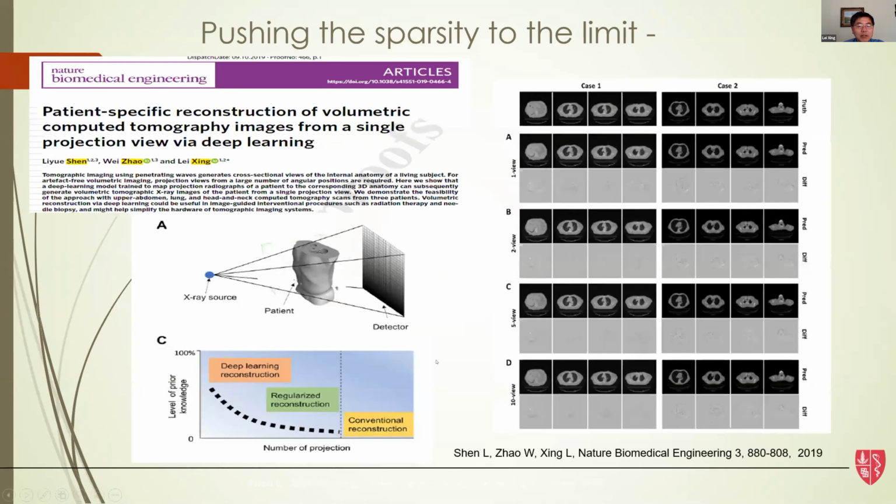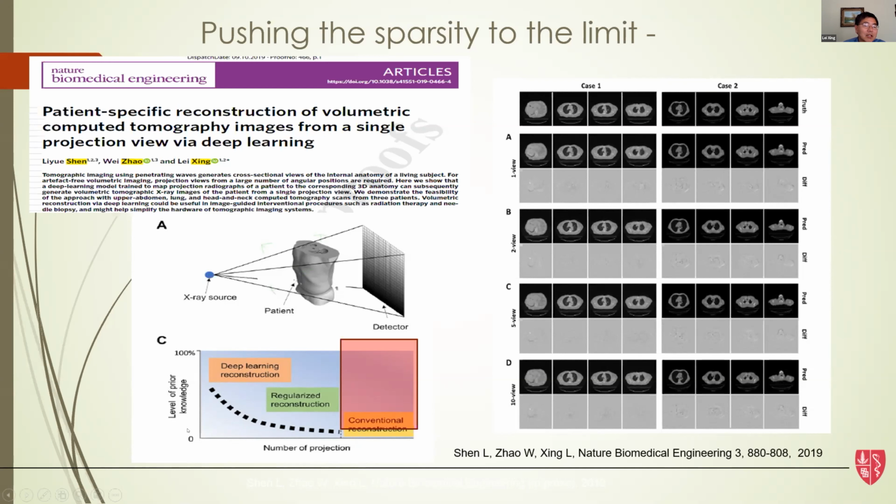Because basically it's prior knowledge. It's a leftover from the previous patient. So this is the conventional image reconstruction scheme. You have a number of projections, that's basically sampling.